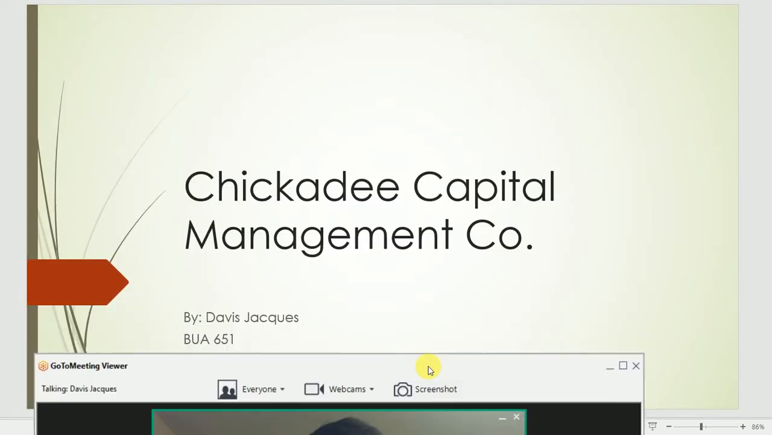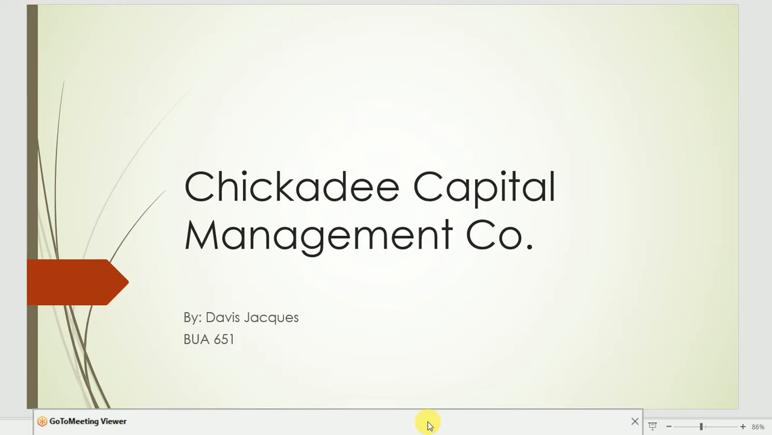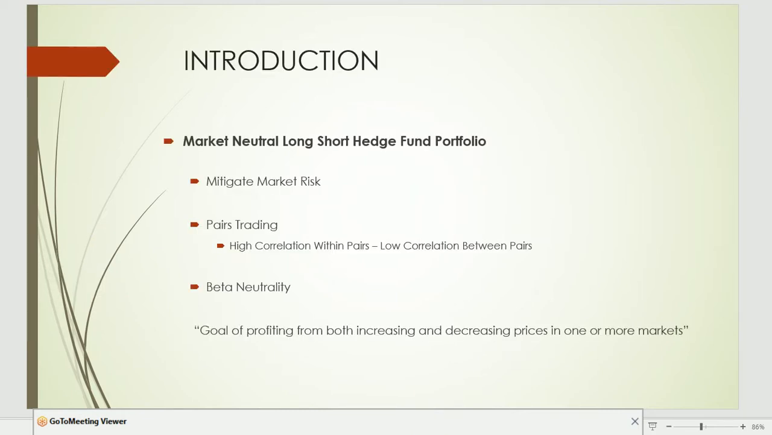So for this portfolio project, my consulting group name was Chickadee Capital Management Company, and the goal of this project was to create a market-neutral, long-short hedge fund portfolio in order to mitigate market risk and utilize pairs trading, with the goal of having a net beta that was neutral or as close to zero as possible. The ultimate goal was to profit from both increasing and decreasing prices in the asset classes of our portfolio.